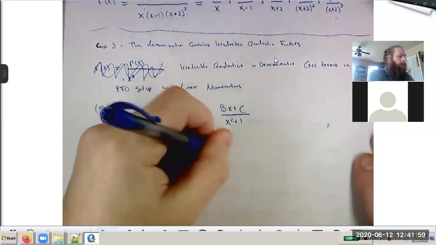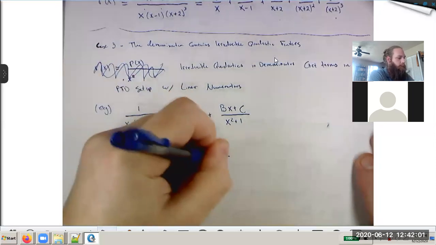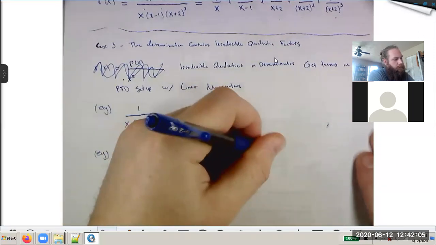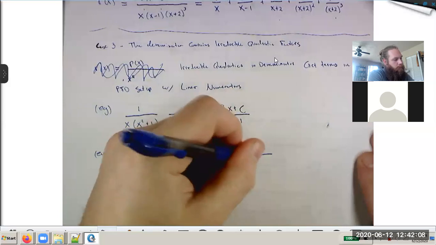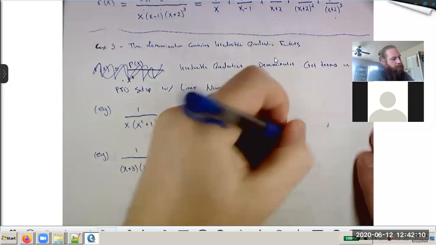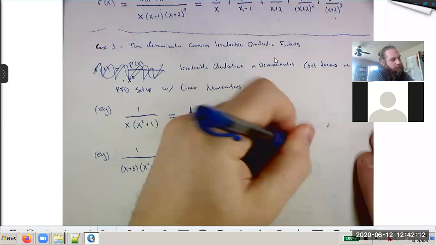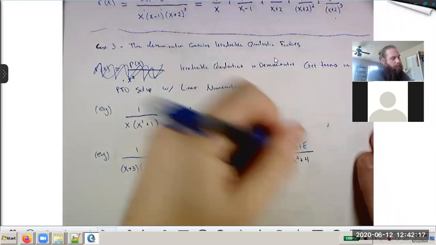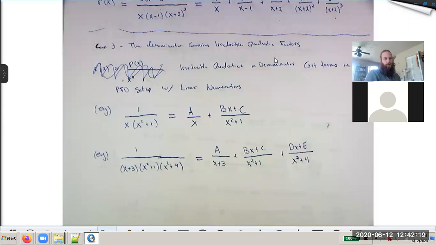This would have a PFD setup looking like a over x plus 3, plus bx plus c over x squared plus 1, plus dx plus e over x squared plus 4. So irreducible quadratics downstairs are associated with terms in the setup that have linear polynomials upstairs.